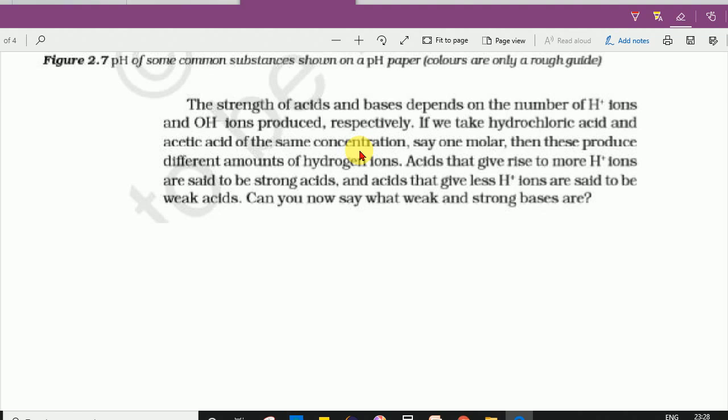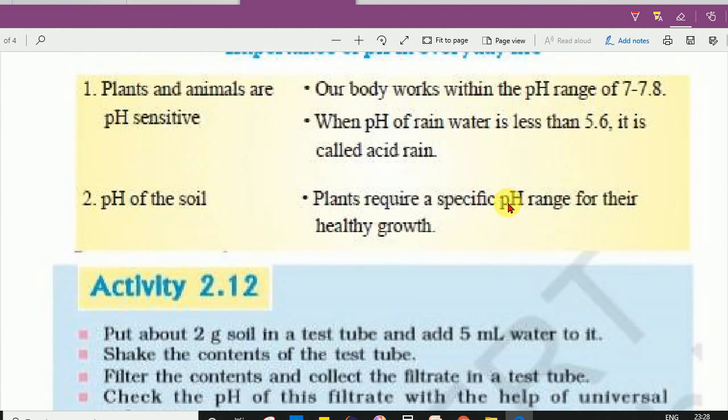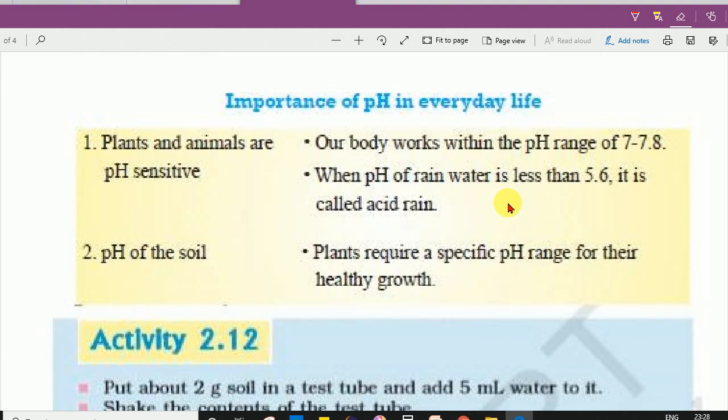Similarly, the same thing will exist for bases. So weak acids or weak bases depend on how many H ions have been released by the acid. If fewer, then they are weak acids, and if more H ions are produced, they will be stronger acids. Similarly, if fewer OH ions are produced by weak bases, they are known as weak bases, and strong bases produce more OH ions. So this was your pH value.